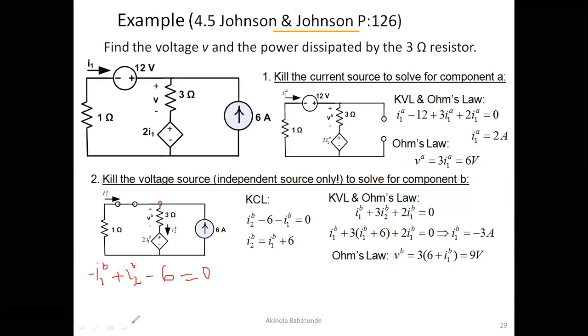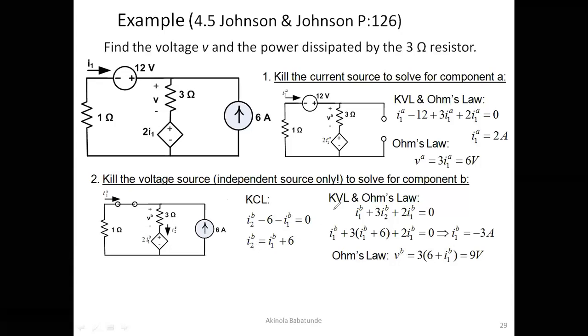Okay. So from here, you can say our I2B is equal to I1B plus 6, which is exactly what we have here. Okay, that's how we got there by applying KCL. We can then take KVL. Since we already have one equation, we can then apply KVL.